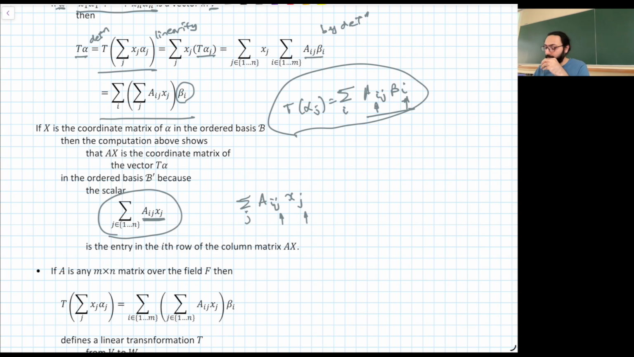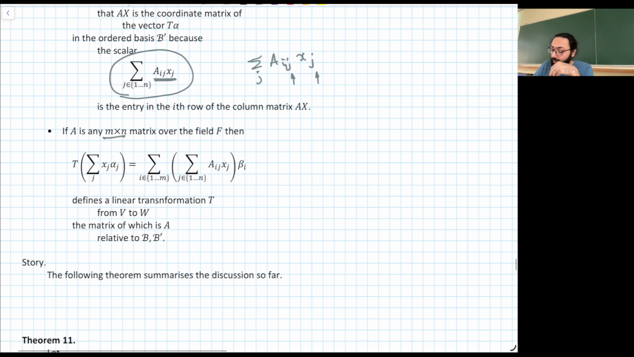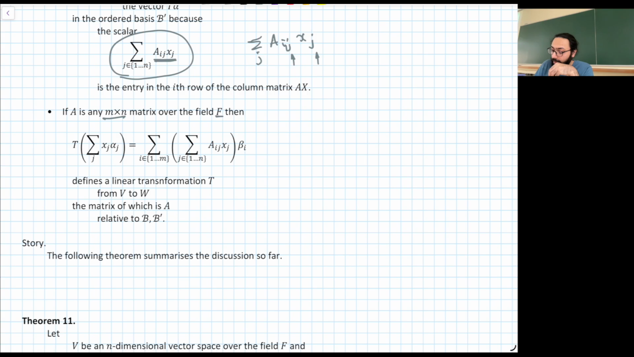Okay. Well, now if A is any M cross N matrix over the field F, then the transformation would basically be given by this. Then one can define a transformation as such. So you take any matrix A.